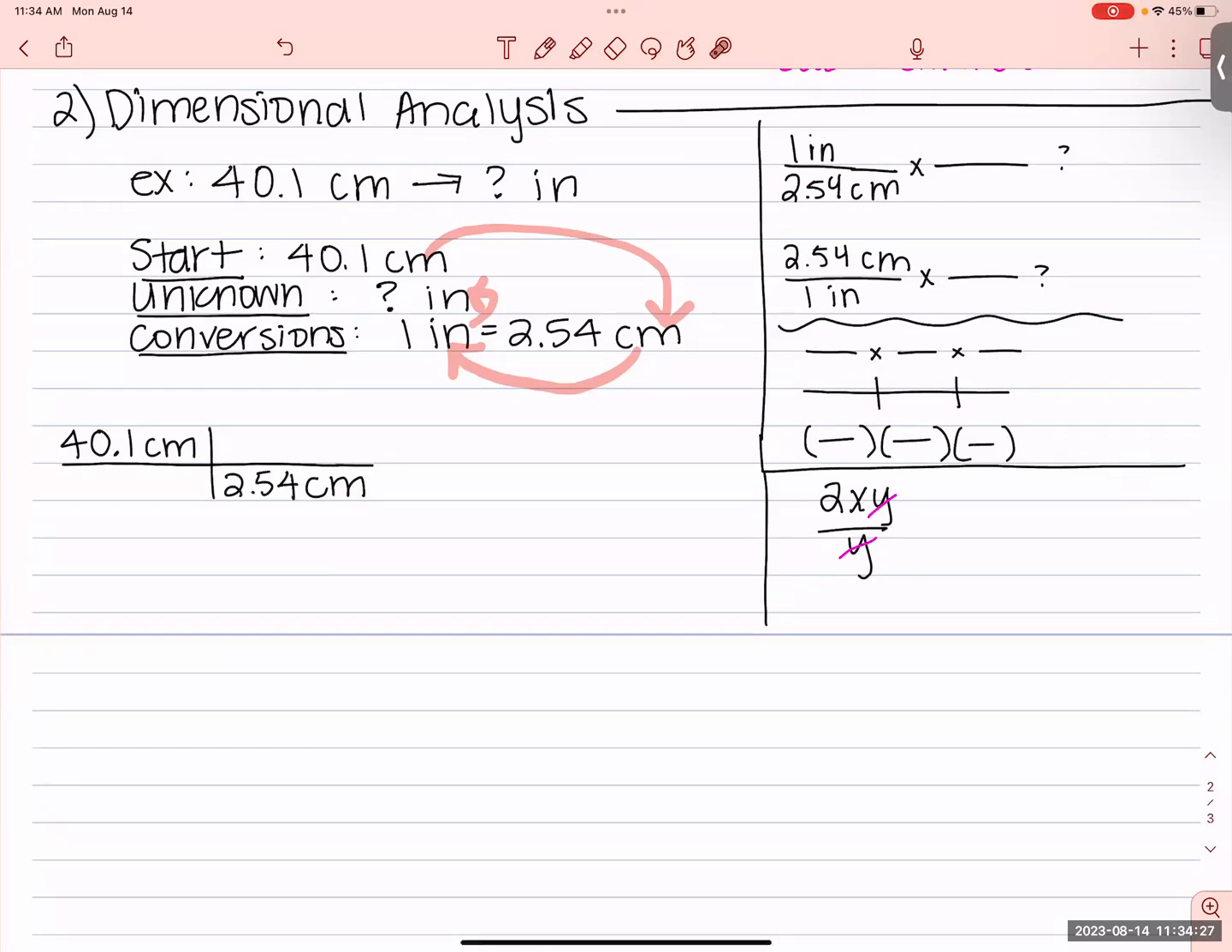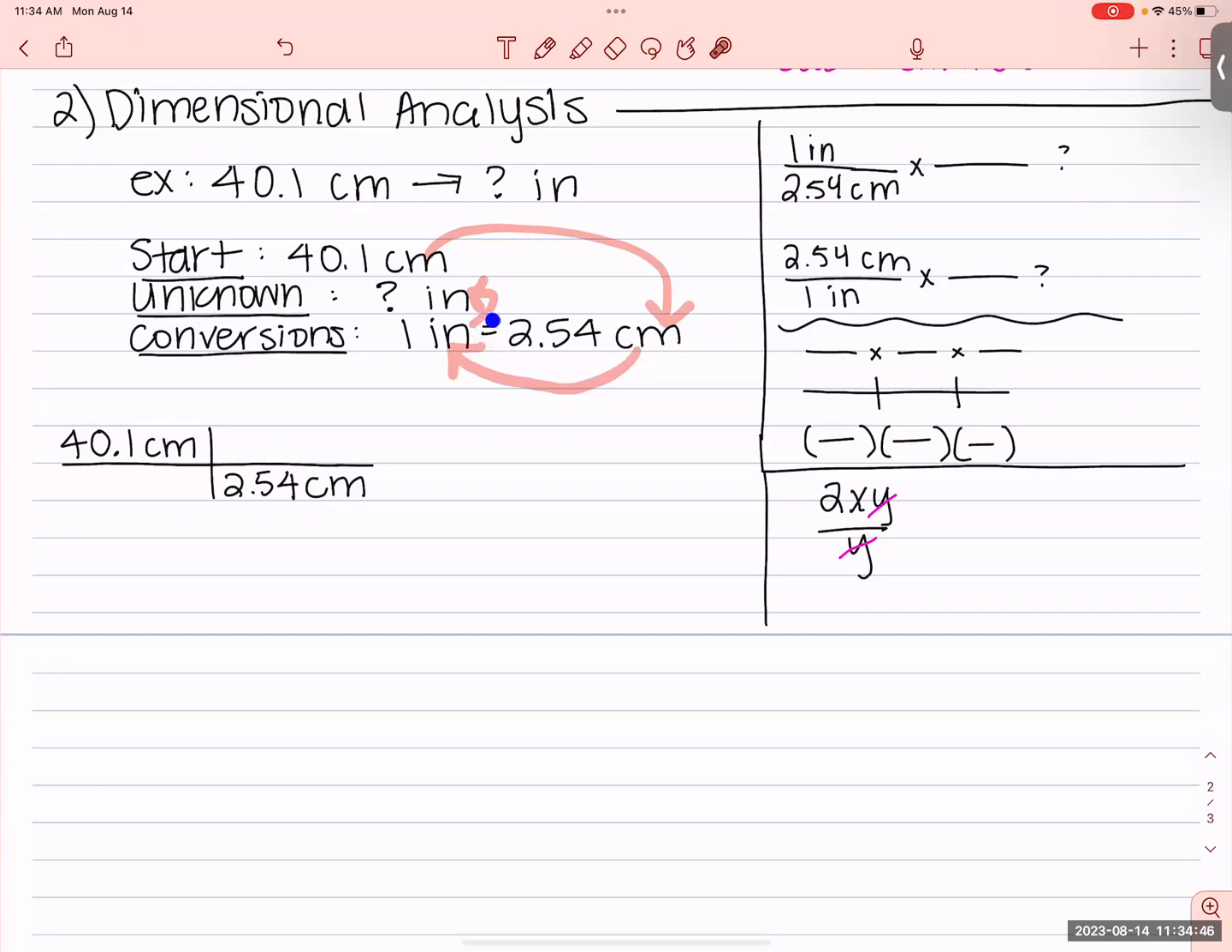You can't switch your numbers because now it's not equal. It's not 2.54 inches equal to 1 centimeter. That's not true. So whatever you write as your equality has to stay the same when you turn it into a fraction, like the number and the unit combination has to be the same.